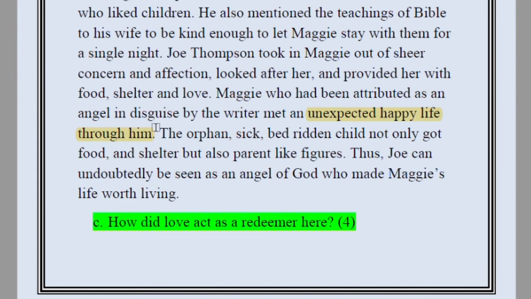She received parent-like figures like Joe Thompson and Jane Thompson, who cared for her just like her parents. Thus, Joe can undoubtedly be seen as an angel of God who made Maggie's life worth living. She was the one who made Maggie's life a beautiful life.